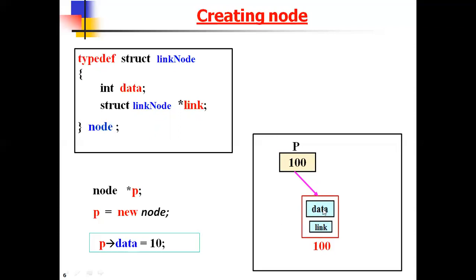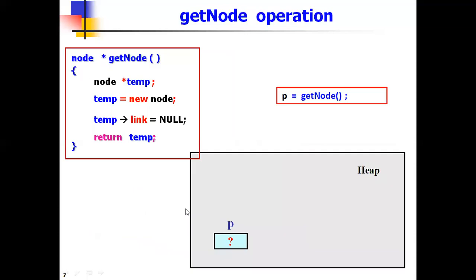So this data part you are writing 10. So this data part is written with 10. So you got here 10 value because it's integer data. Okay, so 10 is written. So that is how you can modify the node or you can access the elements of the node.